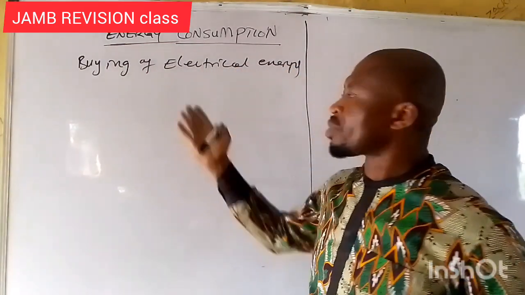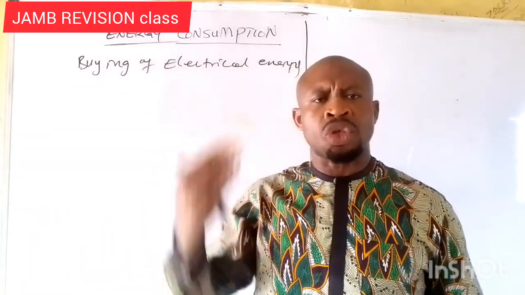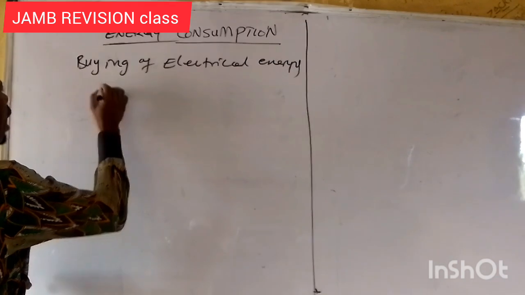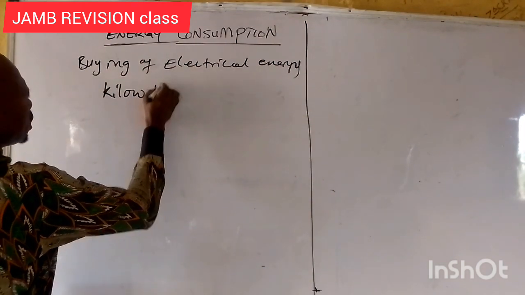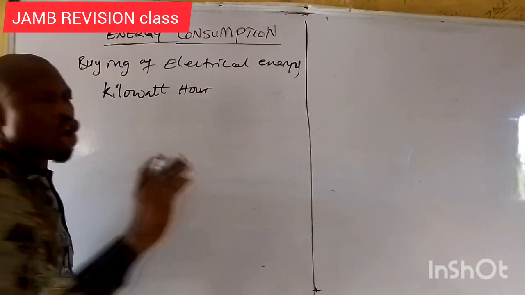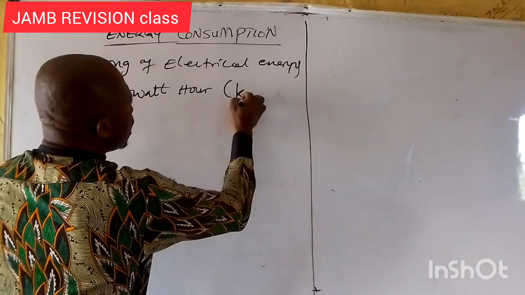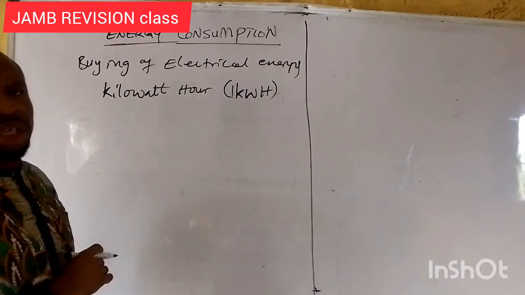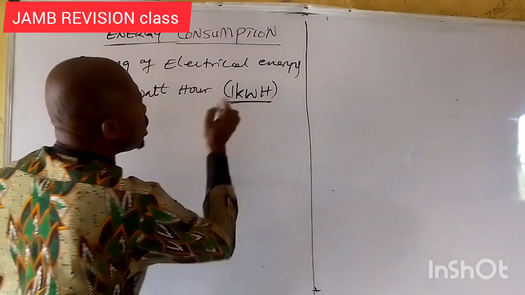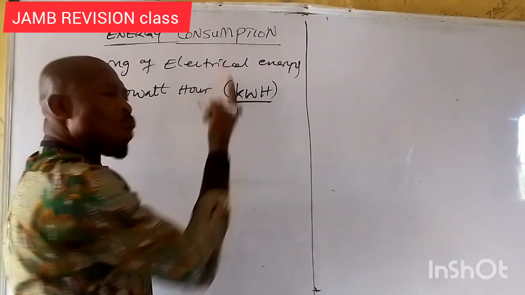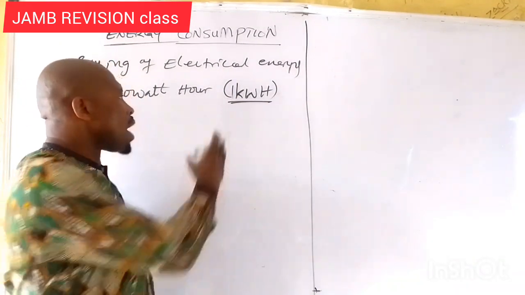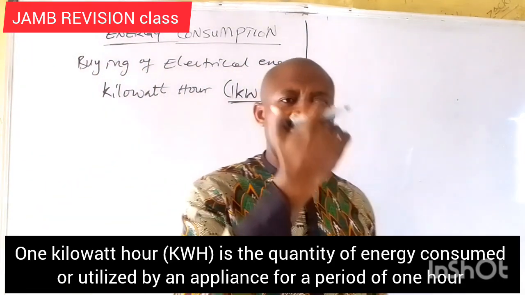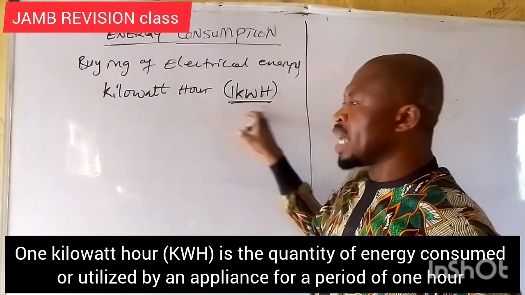And of course, these energies are sold in a particular unit. That unit is known as the kilowatt hour. The kilowatt hour is the unit of energy sold, energy consumption. We can now define 1 kilowatt hour, or it can be 2 kilowatt hours. So 1 kilowatt hour is nothing but the energy consumed by an appliance within a given period.